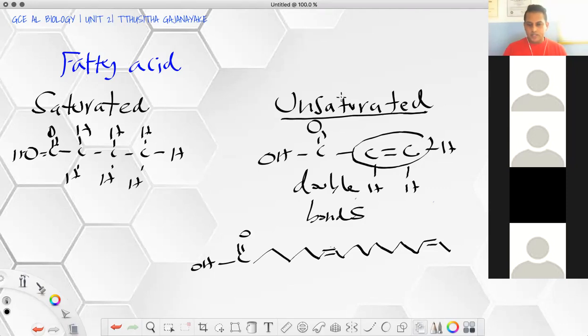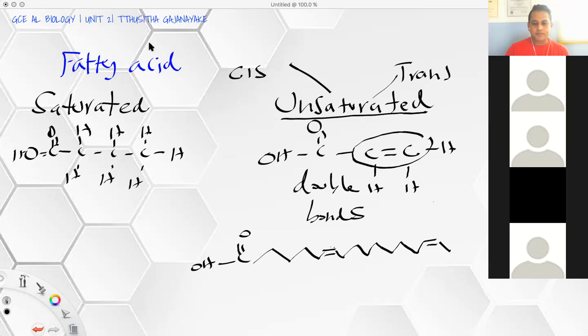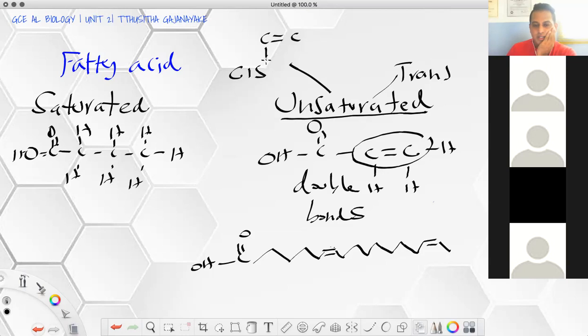Then unsaturated fat, again we divide into cis and trans. What is the difference between cis and trans? The cis carbon double bond has hydrogen on this side and this side. Trans carbon double bond, hydrogen is on this side and that side. The orientation of hydrogen is different. Cis has hydrogen on the same side, trans has hydrogen on the opposite side.